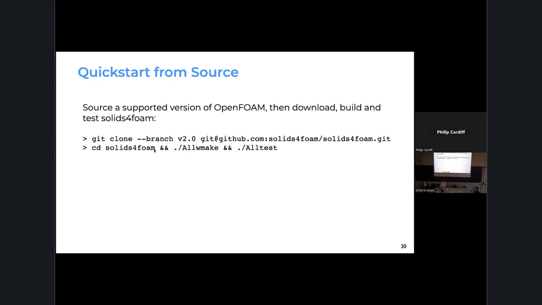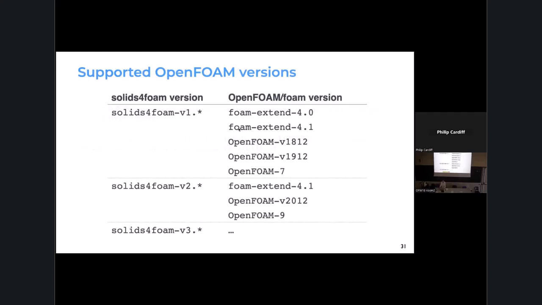That shouldn't take long. If you have a few cores on your laptop, it should take 5 minutes, assuming you have decent internet just to download it, but it's not large. Just to comment on the versions. The 1.0 versions supported foam-extend 4.0, 4.1, v1812, 1912, and v7. Whereas v2.0 supports foam-extend 4.1, 2012, and 9. So when you run those Allwmake scripts, if you haven't sourced a version of OpenFOAM, it will complain and say you need to source a version of OpenFOAM because it's building on top.